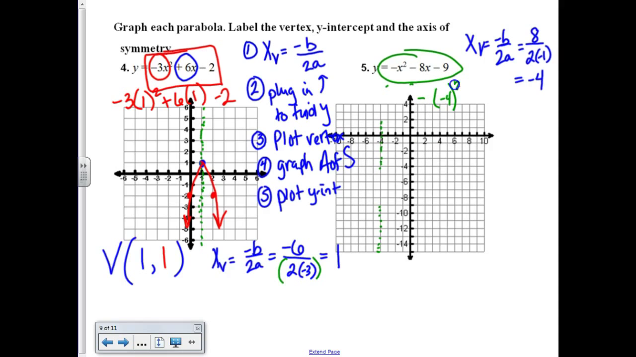So negative times negative 4 squared minus 8 times negative 4 plus 9. So we could either type this in the home screen or I can do a little math. So that's negative 16, because this is positive 16 times another negative is negative. Plus 32, plus 9. Minus 9, like I said, guys, minus 9. So this is 16 minus 9, which is 7. Oh, you totally told me the right answer. I plotted negative 7. Thank you.